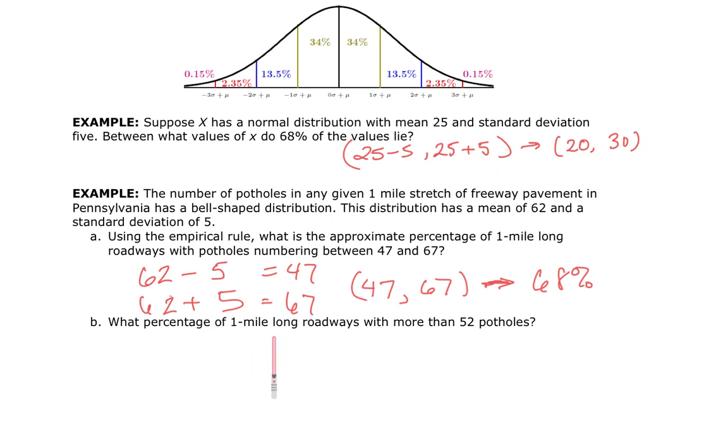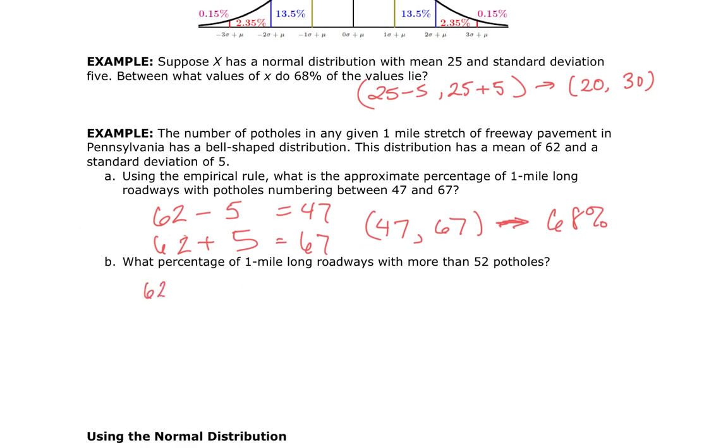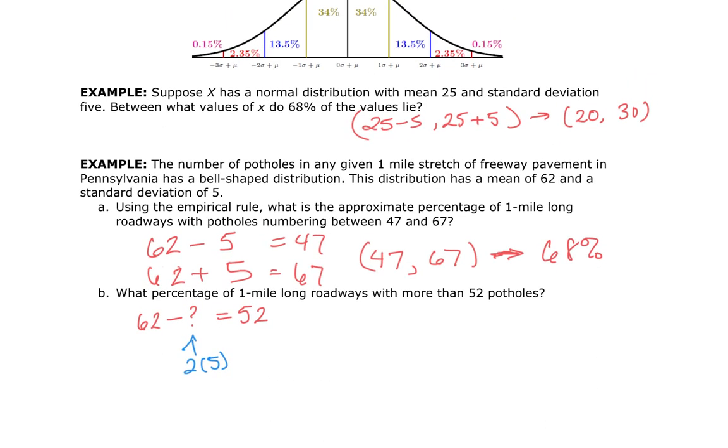What percentage of 1 mile long roadways have more than 52 potholes? Okay, well, I take 62, and I have to subtract off to figure out what gets me to 52. I can see what I would put there is 2 standard deviations. So 2 times my standard deviation will give me that. So if I look at this graph up here, I'm going to go down 2 standard deviations.